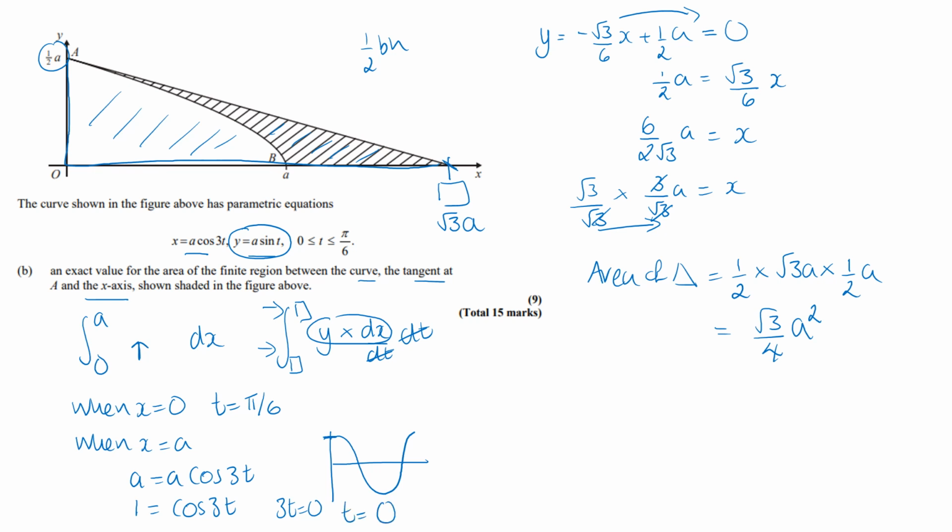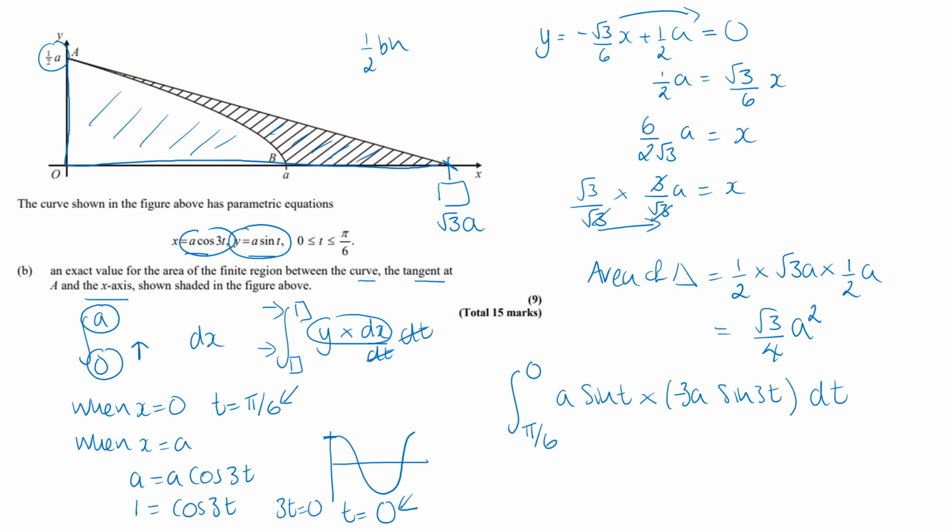So it's really important that the upper limit is now 0 and the lower limit is now pi by 6. So you must put them in the right order. We're going now from pi by 6 to 0, and we're going to be integrating y, a sine t, times the differential of x. Differentiating cos is going to give minus a sine 3t, and then we'll also have a 3 there, and then that will be with respect to t.